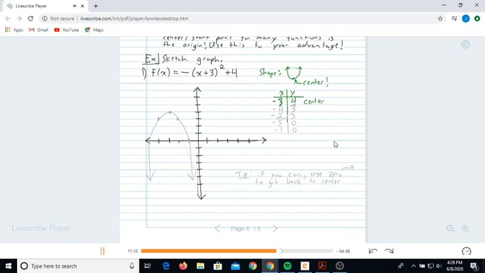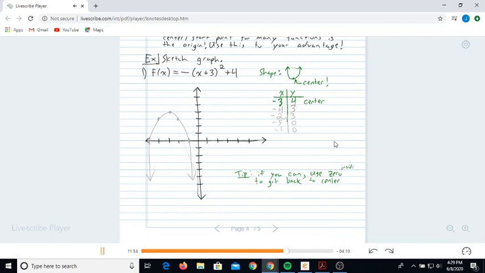There's our center. So a little tip here. If you can, use 0 to get back to center. So if I want to get back to the center of this parabola, I need 0. Well, how would I get 0? By plugging in -3. I would get 0 inside.